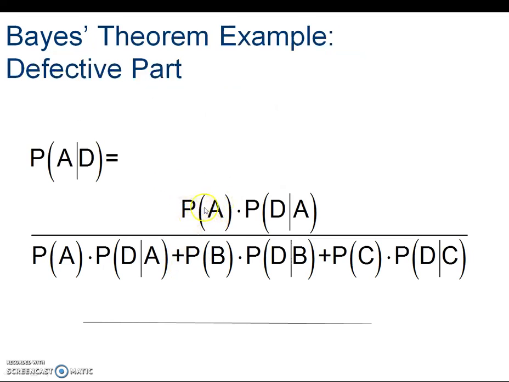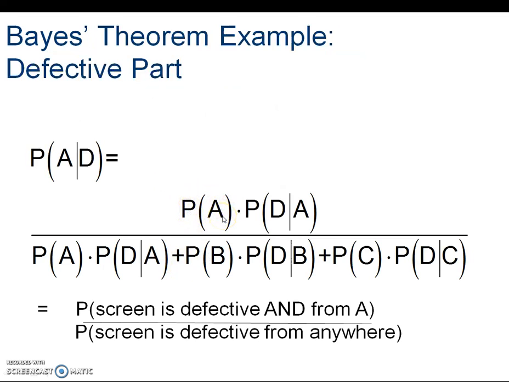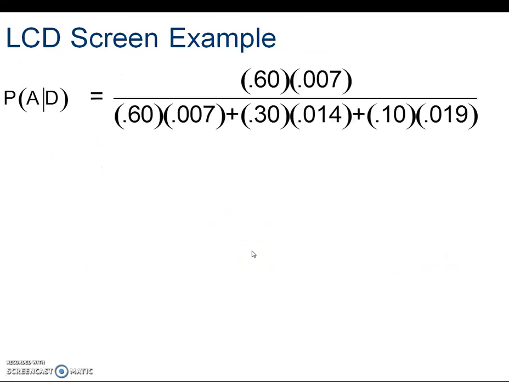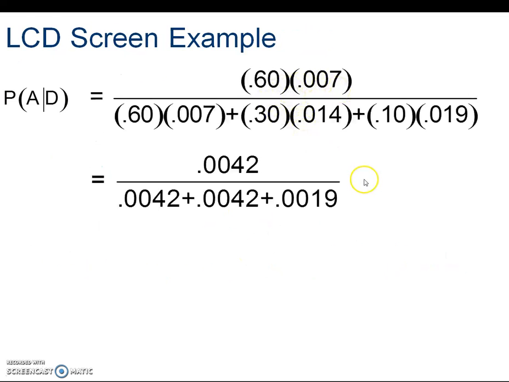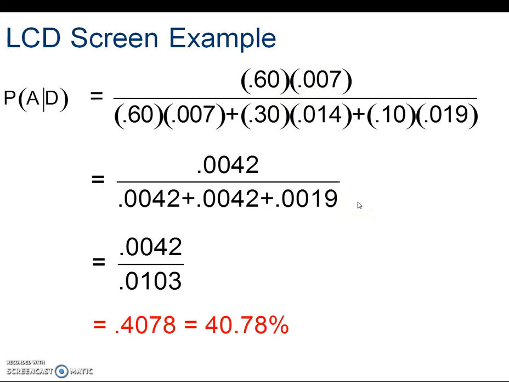So then we plug in our numbers. The probability of being A times the probability of defective given A, all divided by the probability of A times the probability of defective given A, plus the probability of B times defective given B, plus C times defective given C. Then we divide that out and put it into our calculator. So we plug that in, and it gives us 40%. So there's a 40% chance that company A was responsible for that defective screen.